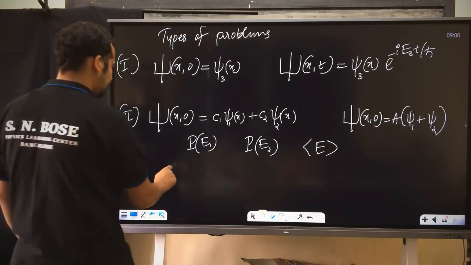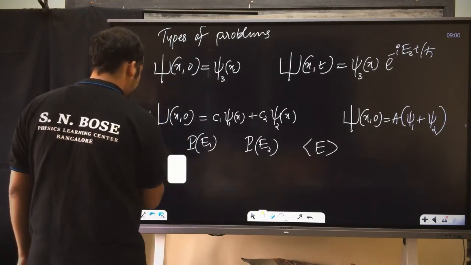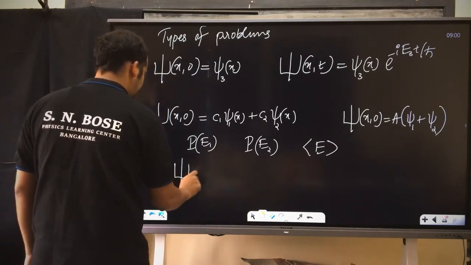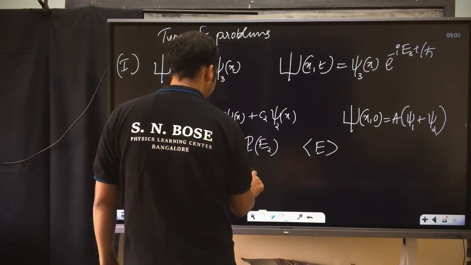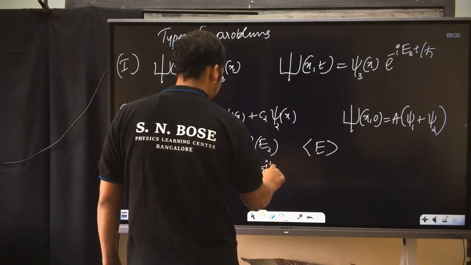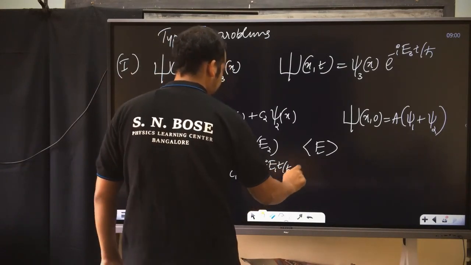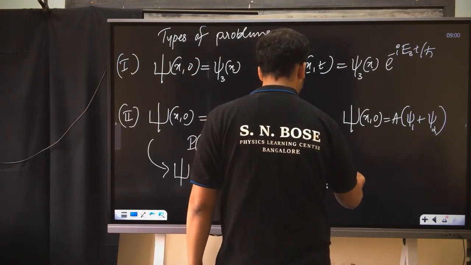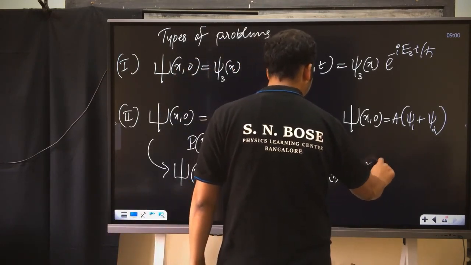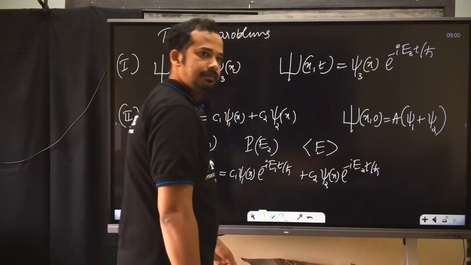Or what is psi of x comma t? That is C1 psi 1 of x e power minus i E1 t by h bar plus C2 psi 2 of x e power minus i E2 t by h bar.